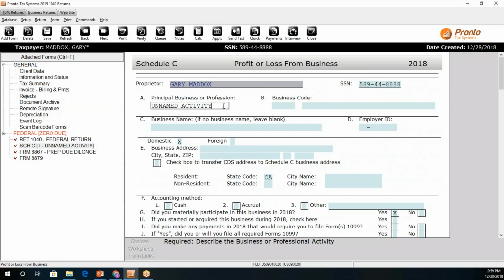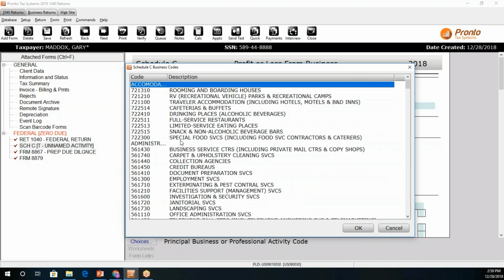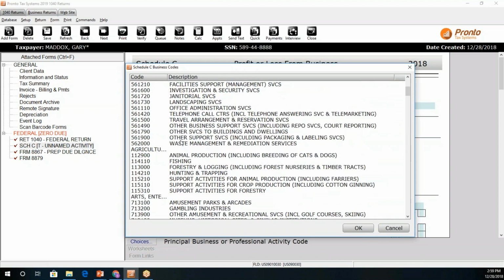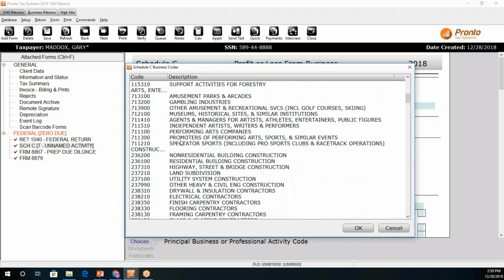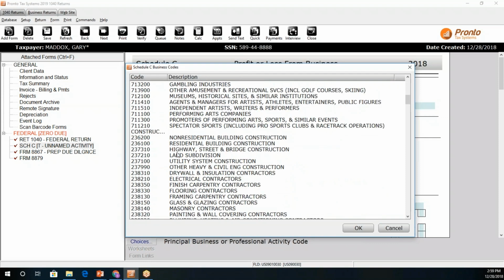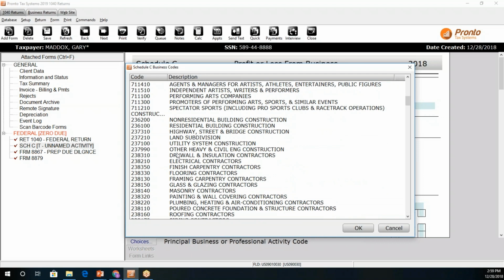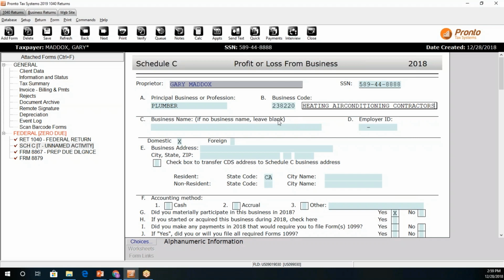So Gary, his principal business or profession is that he was a plumber. Okay? And so we need to look up what the business code is for a plumber. So we go down here to choices, and we go down and see if we can find what could be close to his business code. So let's see. It looks like this one right here. Plumber, heating, air conditioning, and contractor. Okay? So I hope you saw that. Again, I'll go back.